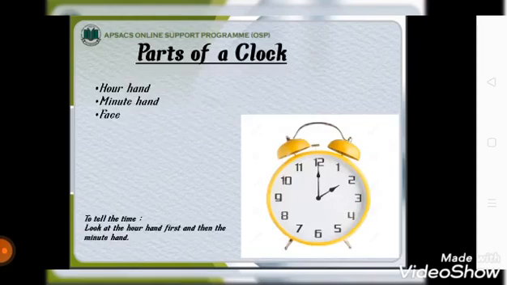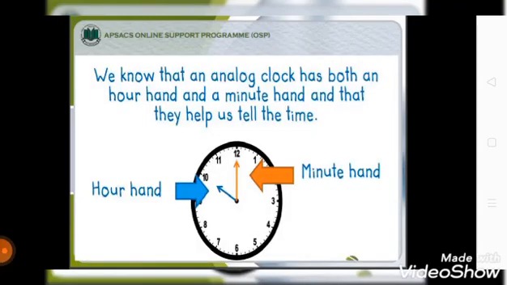Now we have a look at the parts of a clock. This is a clock shown in the picture. The clock has two hands. The short hand is called the hour hand and the long hand is called the minute hand. And a clock has a face. To tell the time, look at the hour hand first and then the minute hand. We know that an analog clock has both an hour hand and a minute hand and that they help us to tell the time.